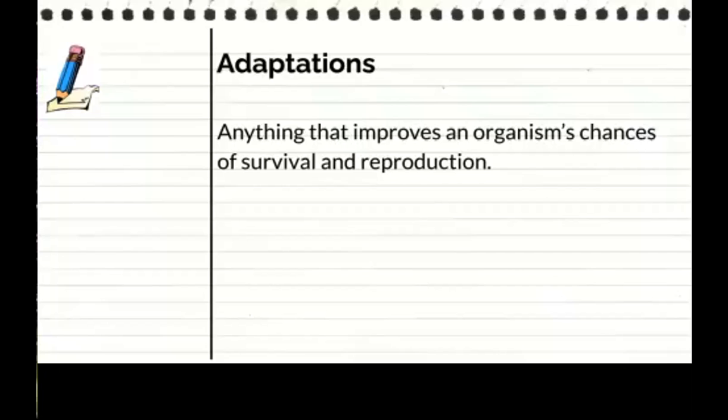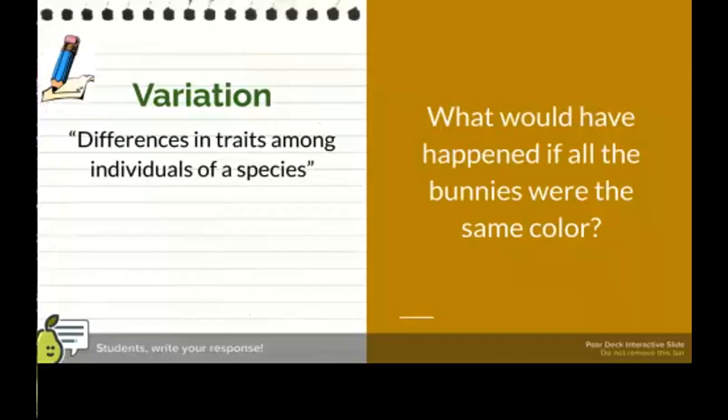Okay, that's an adaptation. Now we also have variation. So variation is when you have differences in those traits. Remember, we looked at sexual reproduction. We have two parents, they each give one allele, and they produce offspring with a variety of traits. So that variation is different traits among the species. So on the Pear Deck, what would have happened if all the bunnies were the same color?